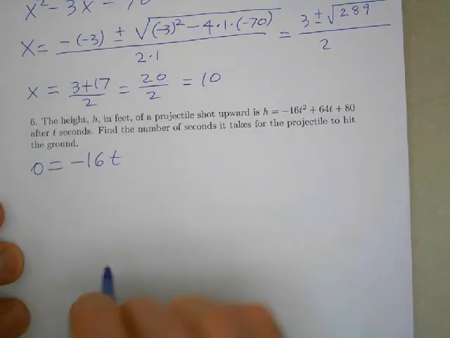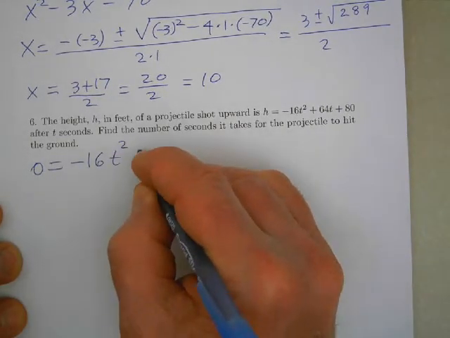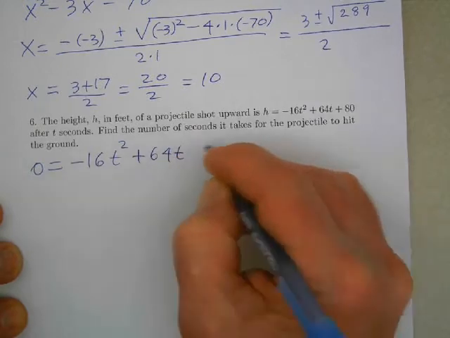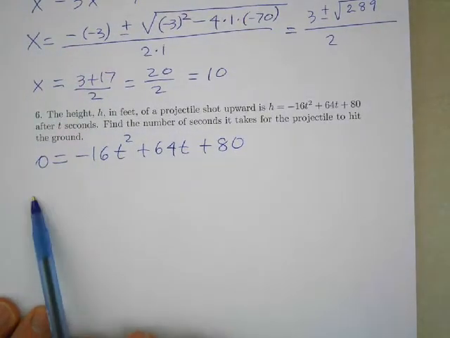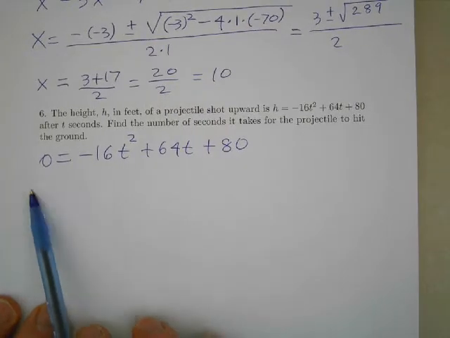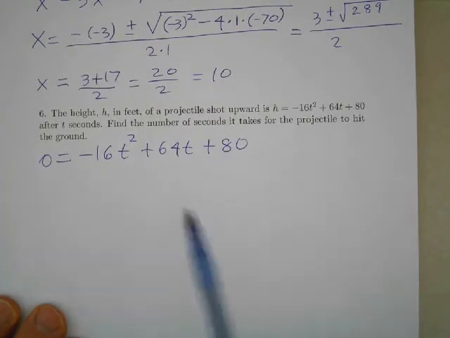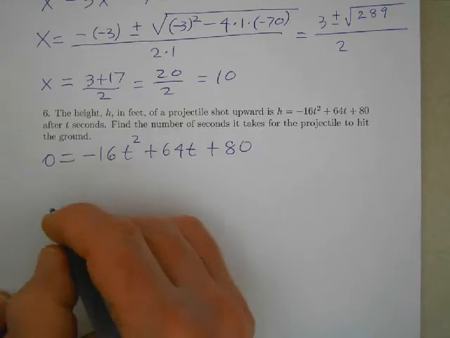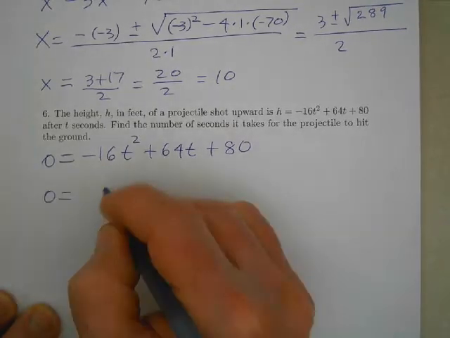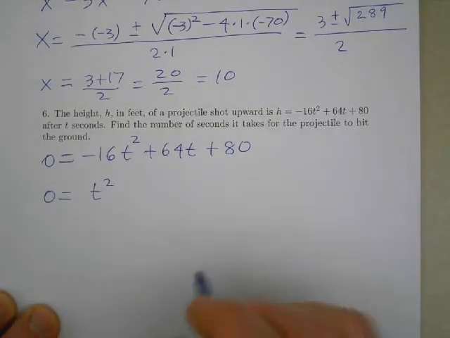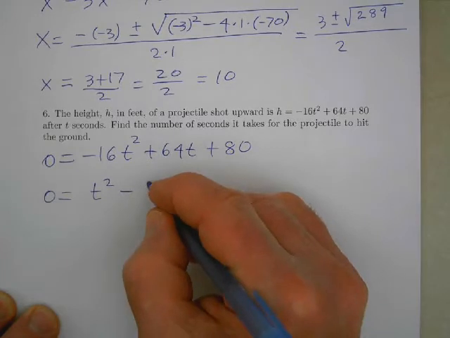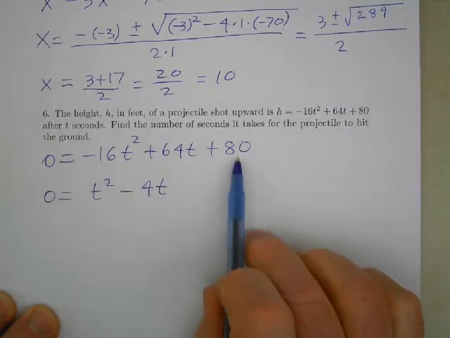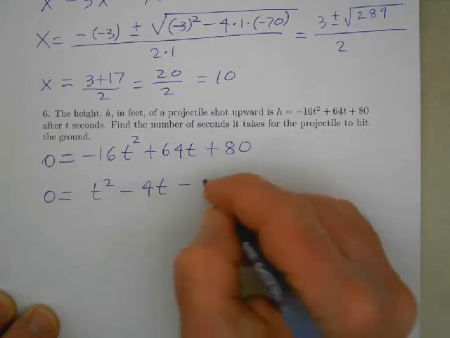So 0 equals negative 16t squared plus 64t plus 80. And we can get rid of some of the clutter that's in the way. We can divide every term on both sides of this equation by negative 16. 0 divided by negative 16 is 0. Negative 16t squared divided by negative 16 is t squared. 64t divided by negative 16 is minus 4t. And 80 divided by negative 16 is negative 5.